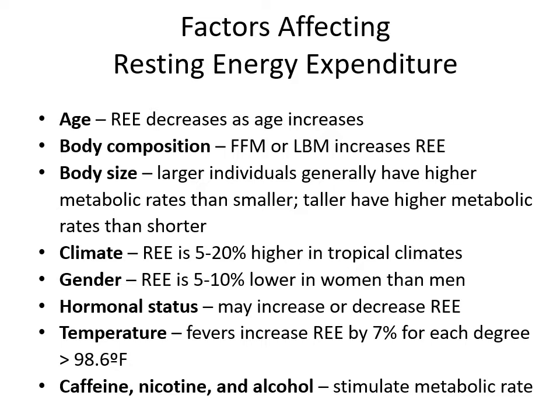Factors that affect our resting energy expenditure: age. Resting energy expenditure decreases as age increases. Body composition: as fat-free mass or lean body mass increases, resting energy expenditure increases. Body size plays a small role, with larger individuals generally having higher metabolic rates than smaller, and taller having higher metabolic rates than shorter. That has to do with surface area and the maintenance of body temperature. If somebody has more surface area exposed to the elements, they're going to be giving off more heat, and they need to use a tiny bit more energy to maintain their body temperature.